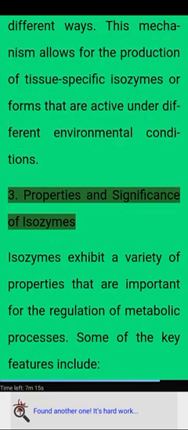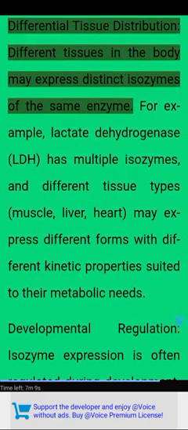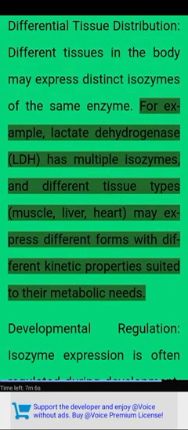3. Properties and significance of isozymes. Isozymes exhibit a variety of properties that are important for the regulation of metabolic processes. Some of the key features include differential tissue distribution. Different tissues in the body may express distinct isozymes of the same enzyme. For example, lactate dehydrogenase (LDH) has multiple isozymes, and different tissue types, muscle, liver, heart, may express different forms with different kinetic properties suited to their metabolic needs.